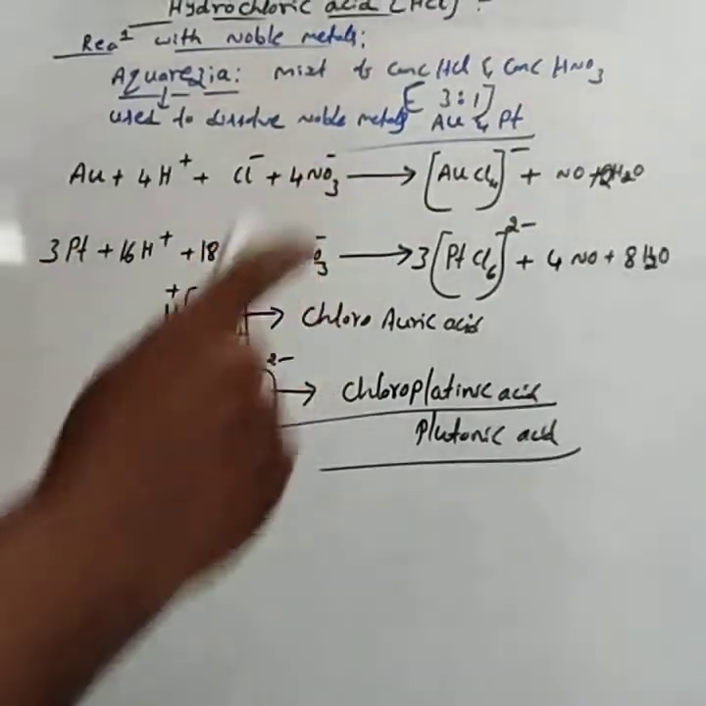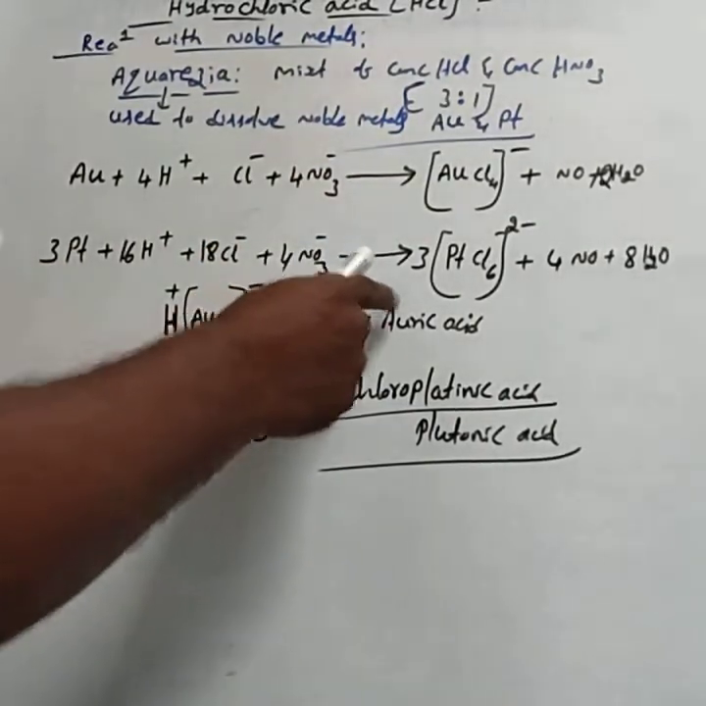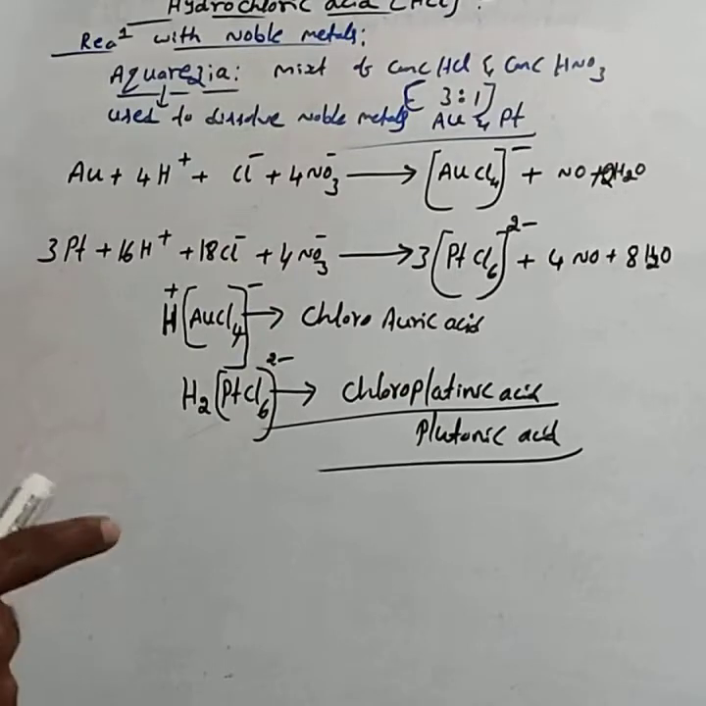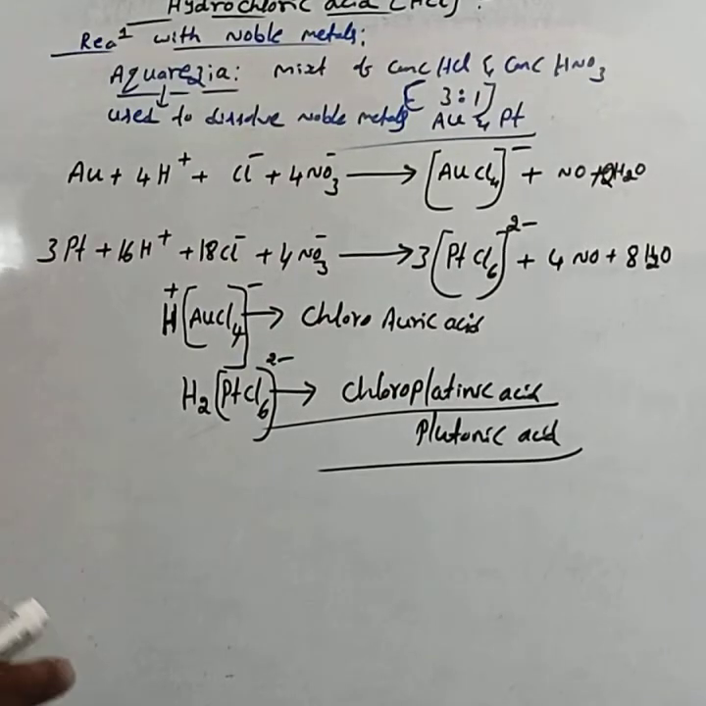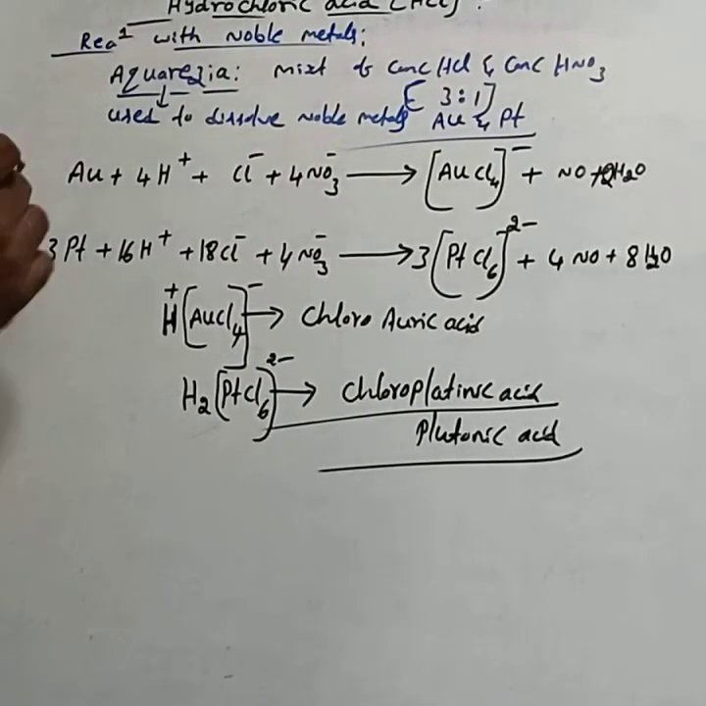For gold, chloroauric acid. You have to remember these names also for your competitive exam. This is about the reaction with the noble metals. In NCERT, they mention only these ionic reactions.